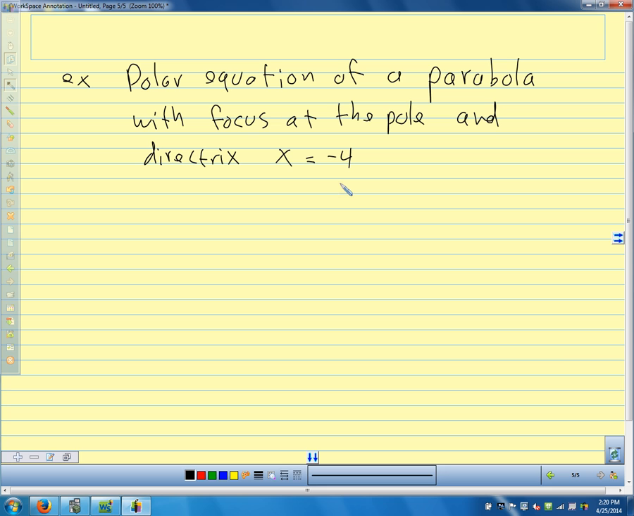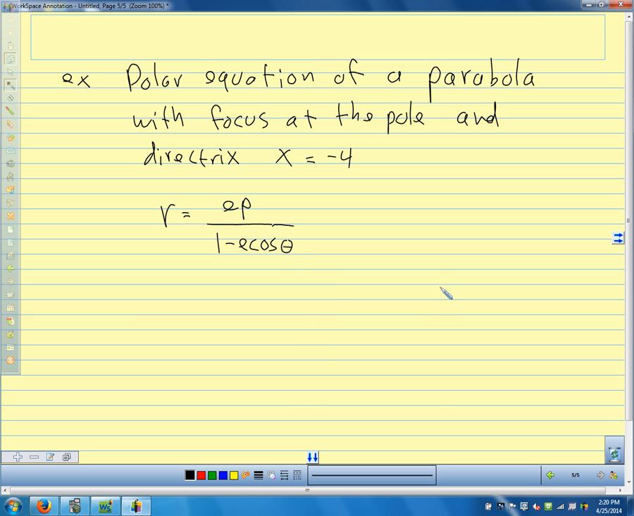All right, so first off, the line x equals -4, is that vertical or horizontal? It's a vertical line. Is it to the left or the right of the pole? X equals -4 is left of the pole. So we know that our equation is going to have the form r equals ep over 1 minus e cosine theta. So we already know that our equation is going to have this form.